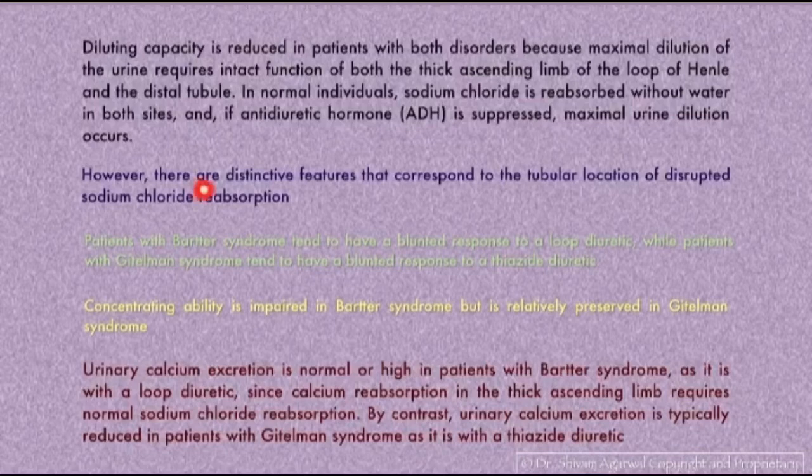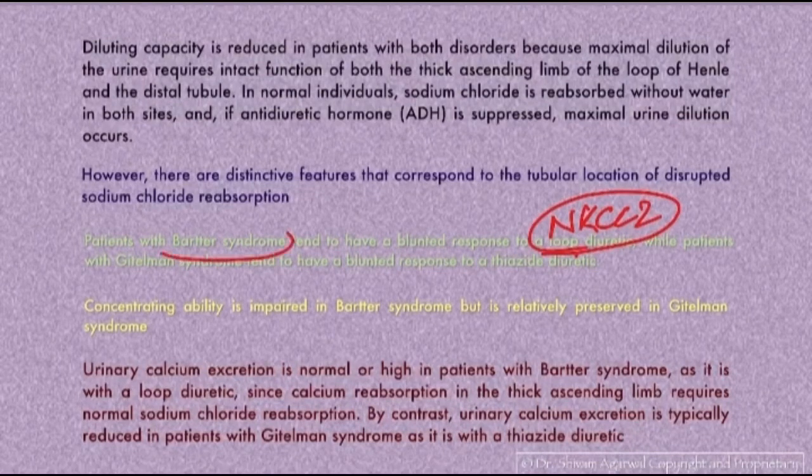However, there is a distinctive feature that corresponds to the tubular location of disrupted sodium chloride reabsorption. Patients with Bartter syndrome tend to have a blunted response to loop diuretics because the loop diuretics act on the NKCC2. That is where the loop diuretics act. So Bartter syndrome patients will have a blunted response to this because there is obviously no functional NKCC2 channel. This is a mutated channel, so the loop diuretic will not be able to work on this.